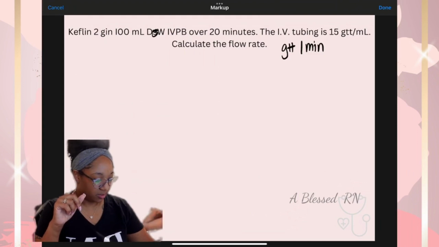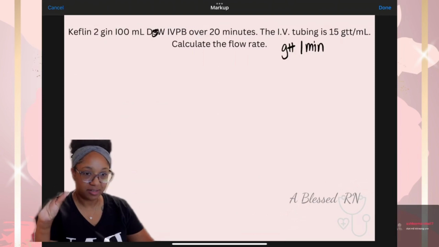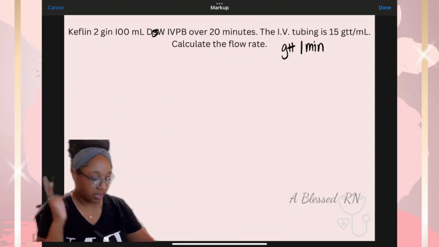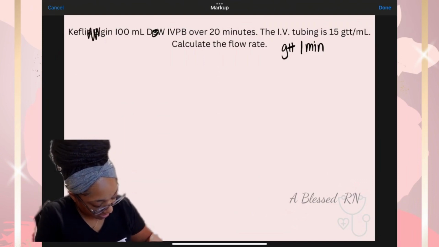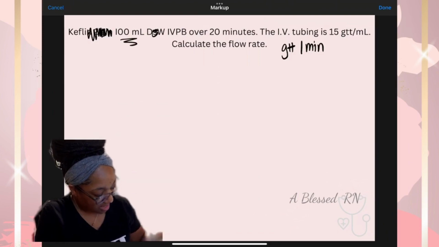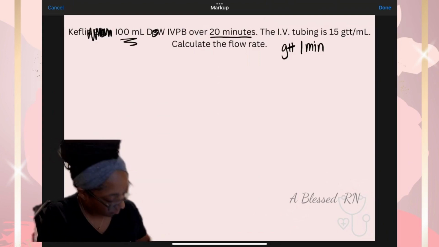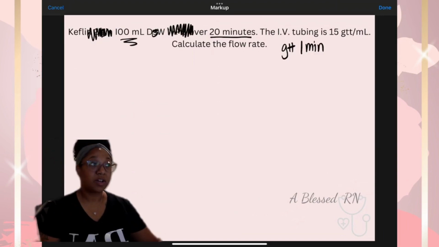The formula is going to be your volume over minutes times your drop factor, and then I'll show you how to do it with dimensional analysis as well. Okay. All right. So this 2 grams, that's fluff. All we need right here is volume and time. This IV piggyback, that's also fluff.